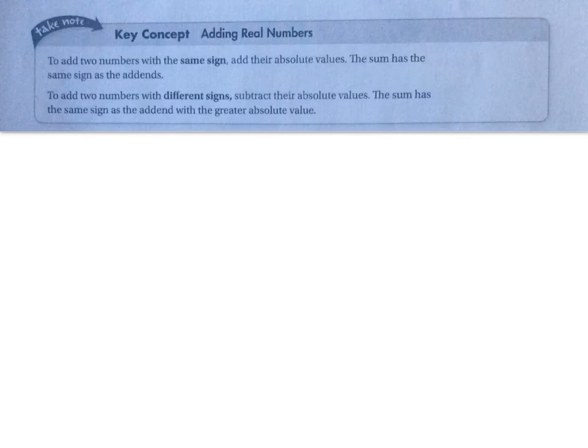Now, so far we've talked about adding and subtracting integers on a number line. We've talked about I have and I owe, and we've also talked about using the opposites. Here's the generic thought. You can add this to your notes or you can leave it out, whichever is most helpful to you. To add two numbers with the same sign, add their absolute values. The sum has the same sign as the addends. So if they have the same sign, you add their absolute values. If they have different signs, you subtract their absolute values.